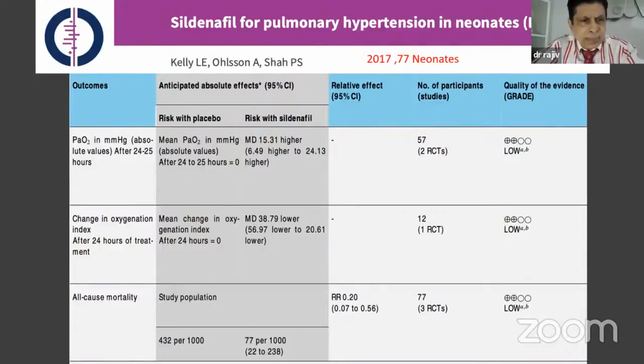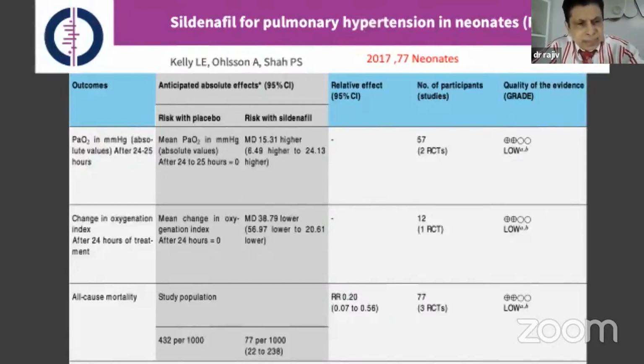So these were the Cochrane reviews by Shah and Olsen in 2017. One more has come after that. All agreed that it increases the PaO2 and oxygenation index without much complications. Next slide.